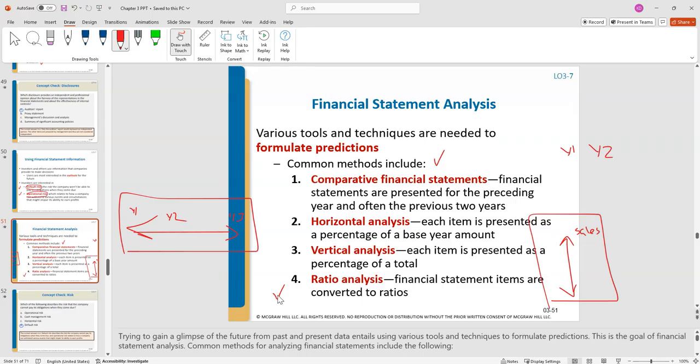So we can do those with the financial statements. Another is ratio analysis. Ratios are a quick-hand way to pick up financial statements and figure out some information.